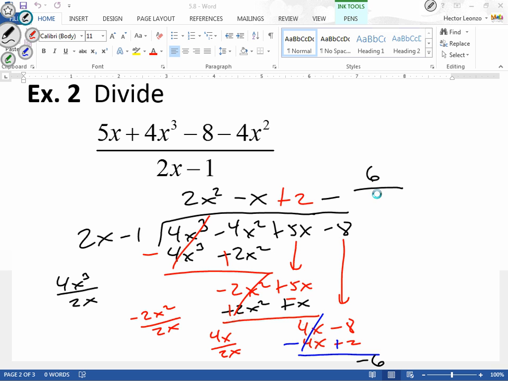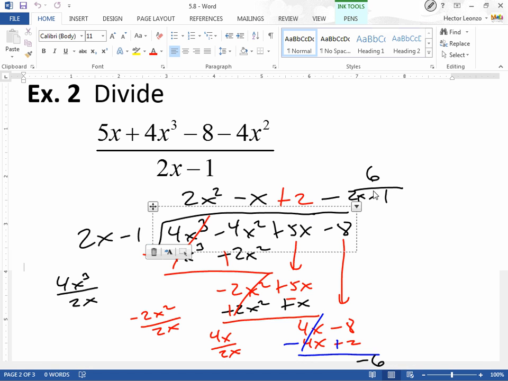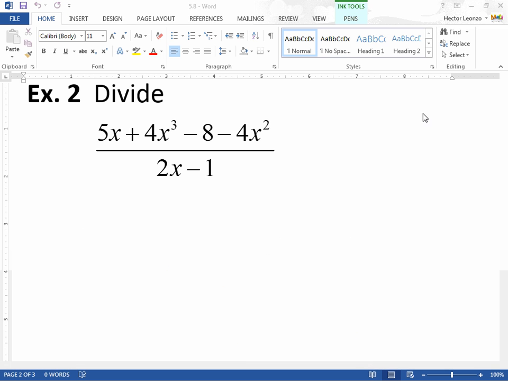So notice I put my negative on the outside, so minus. So if it would have been a positive 6, I would have put plus. I'm just waiting on this thing. It froze for a minute. But once again, it's just the remainder over whatever we were dividing by. Okay. Now, let's take a look at another example.